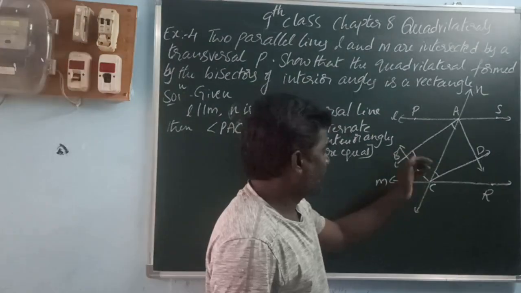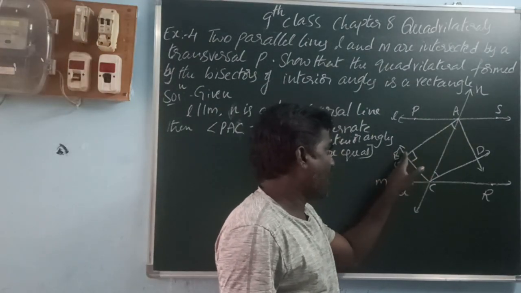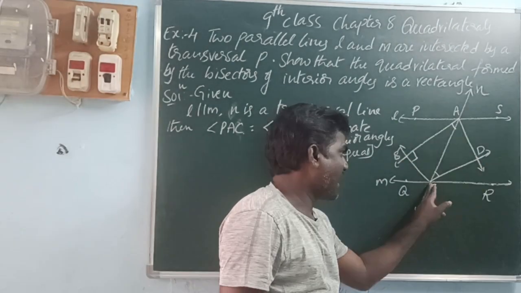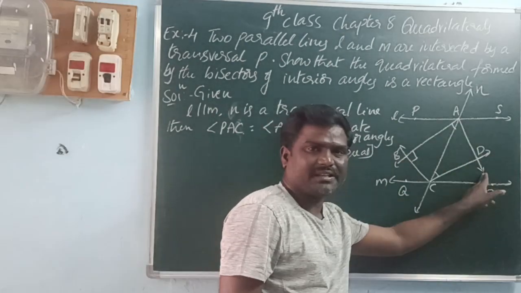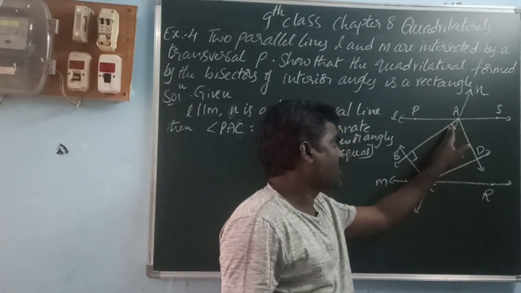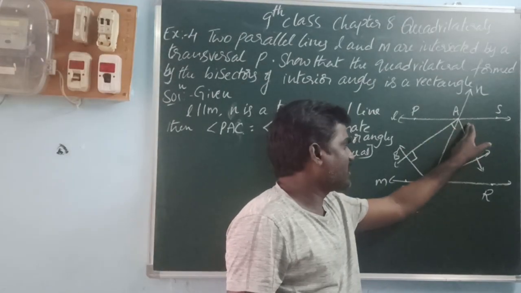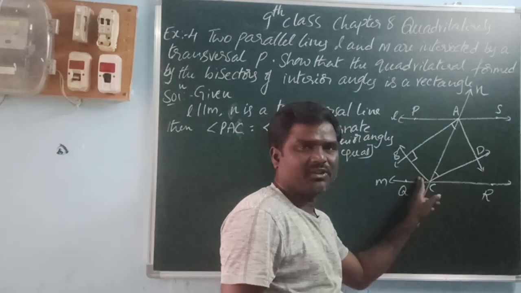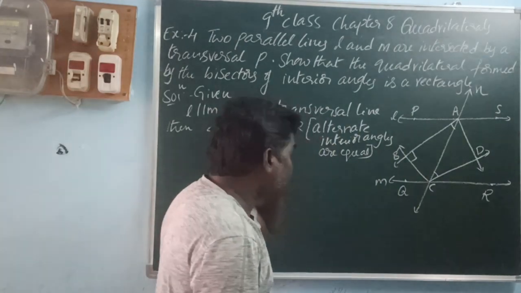In this quadrilateral, each is an angular bisector. When it is an angular bisector, it divides the angle into how many parts? Two parts.